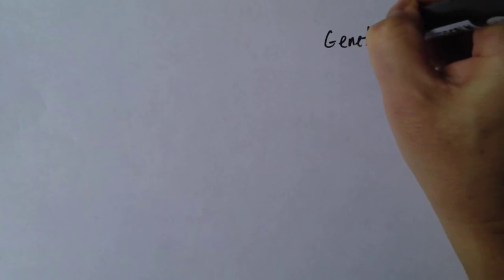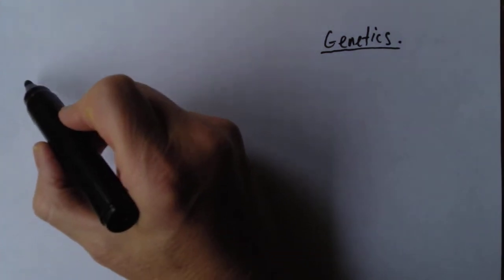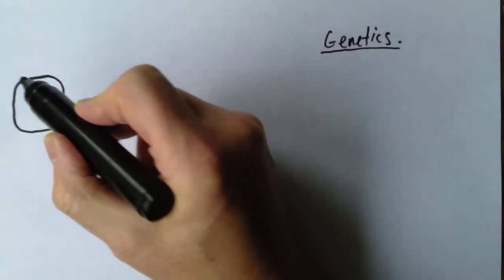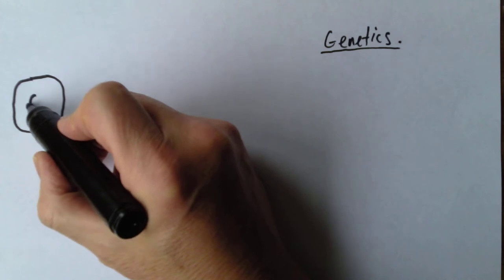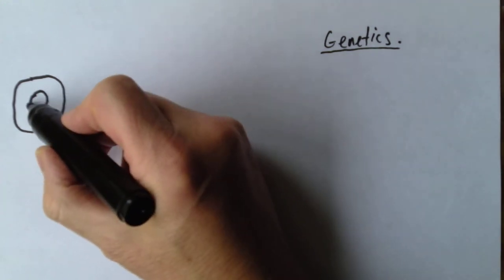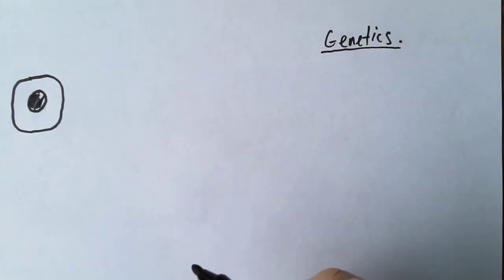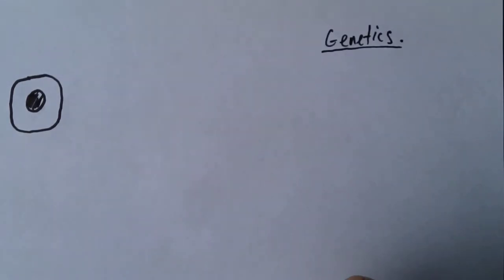Well, I want to do some thinking now about genetics, the study of inheritance. How do we inherit things from our parents? Well, you probably know that in your body cells, there's going to be a cell membrane, a cytoplasm, and in the centre of that, there's going to be a nucleus. So there's a nucleus in the centre of all of your body cells.